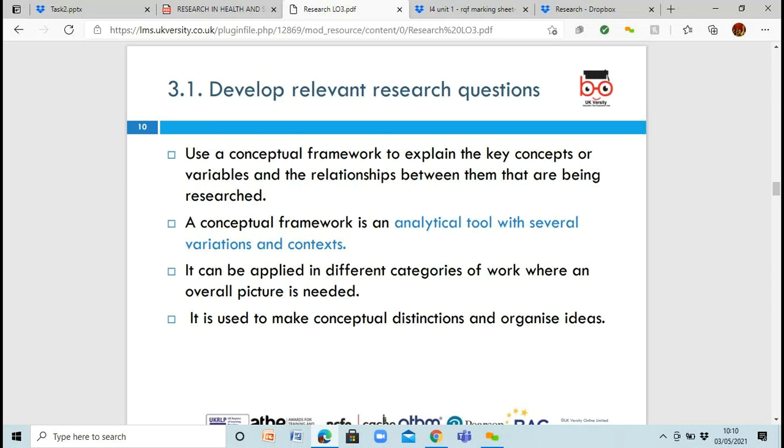Mm-hmm. So it's like an analytical tool where you're looking at different variations, different contexts, what actually comes within. Really you're picking your point, your topic, and then you're saying these are the potential effects that could happen with it, or this is what might cause this to happen.